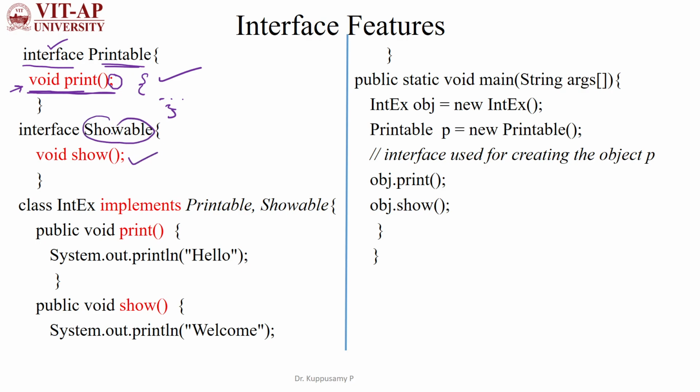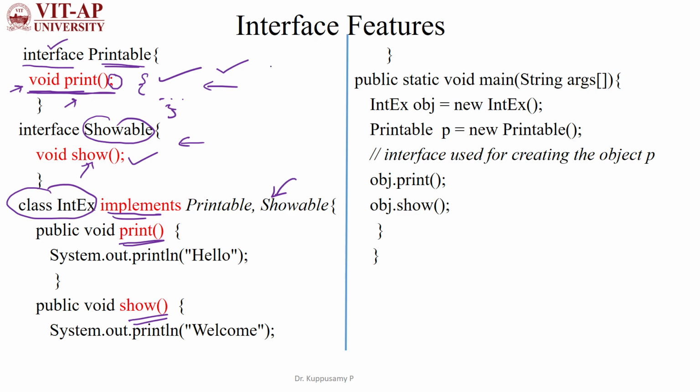Showable interface is having show method, and printable interface is having print method. So whatever number of methods we are declaring inside any number of interfaces, that should be implemented inside the class. You see, printable interface is having print method, that is implemented here. Like that, showable interface is having show method, that is implemented here. Your interface can have any number of methods, and those methods should be implemented inside the class.